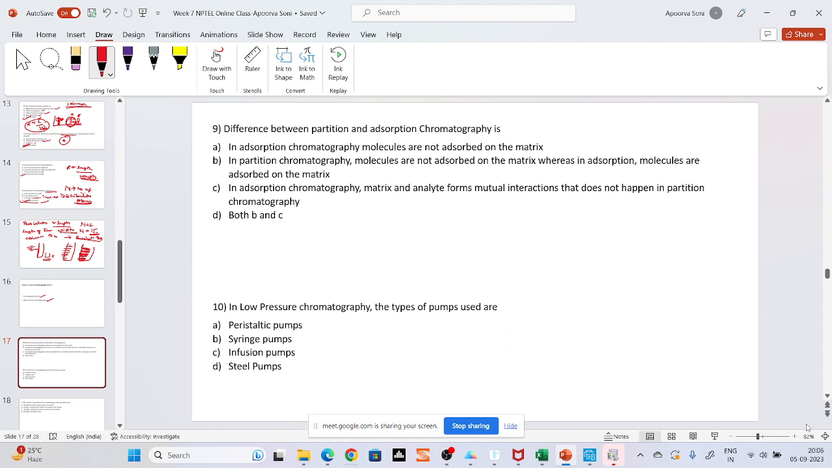The difference between partition and adsorption chromatography is: in adsorption chromatography, molecules are not adsorbed on the matrix. In partition chromatography, molecules are not adsorbed on the matrix, whereas in adsorption, molecules are adsorbed. In adsorption chromatography, the matrix and analytes form mutual interaction. That does not happen in partition chromatography. Both B and C. What is the answer?